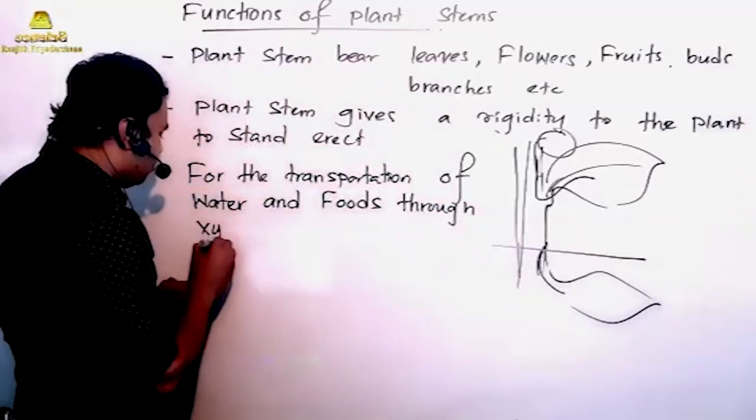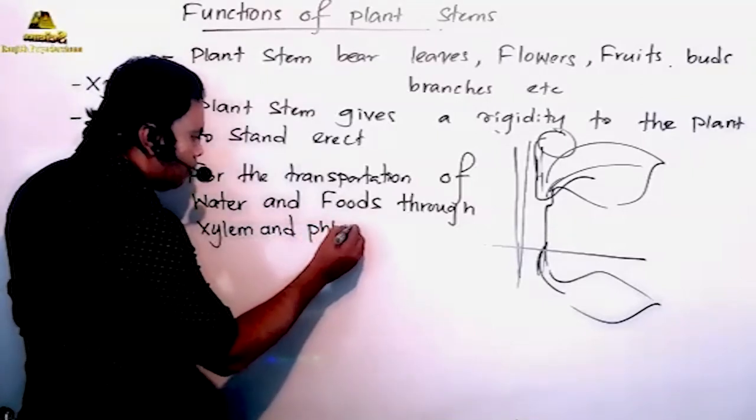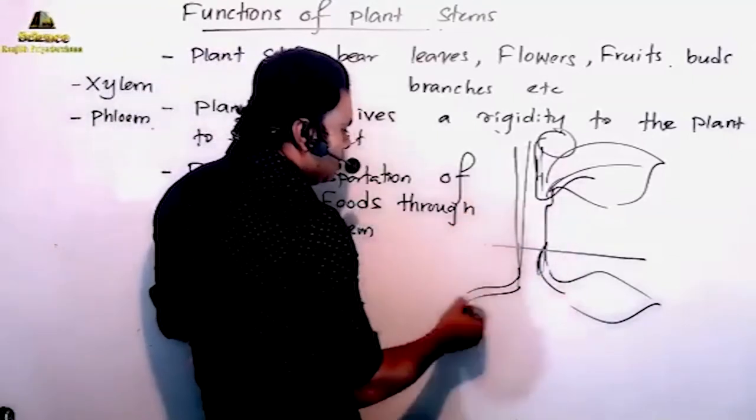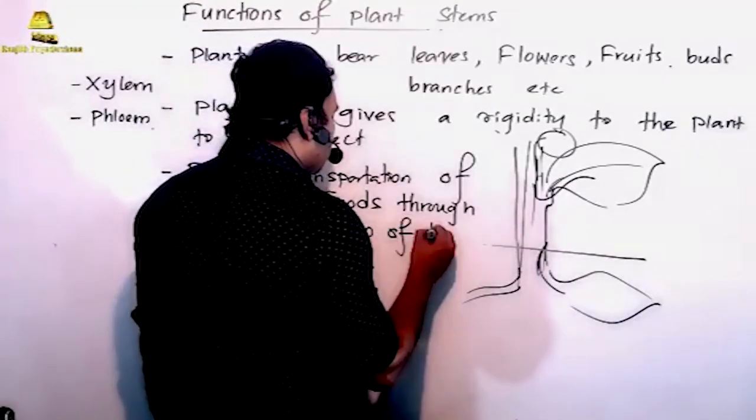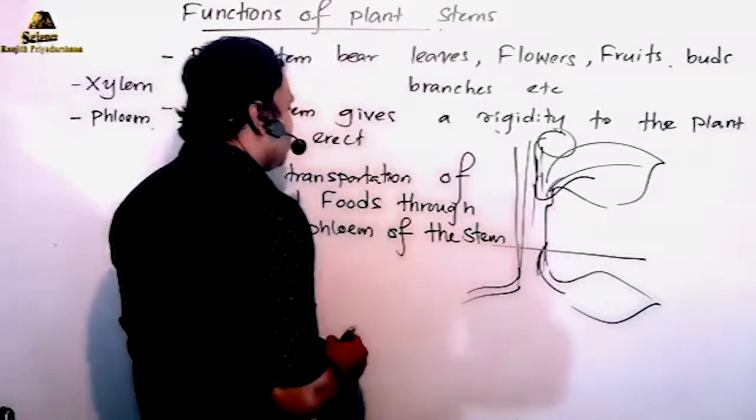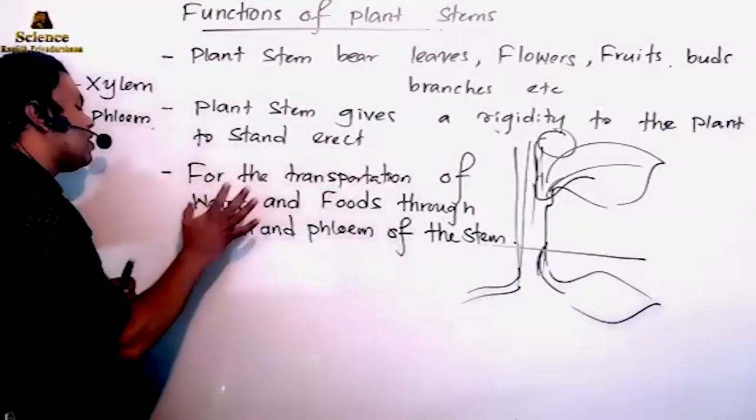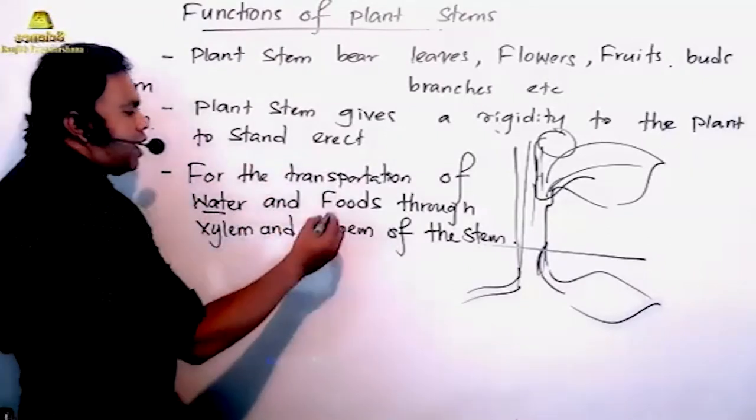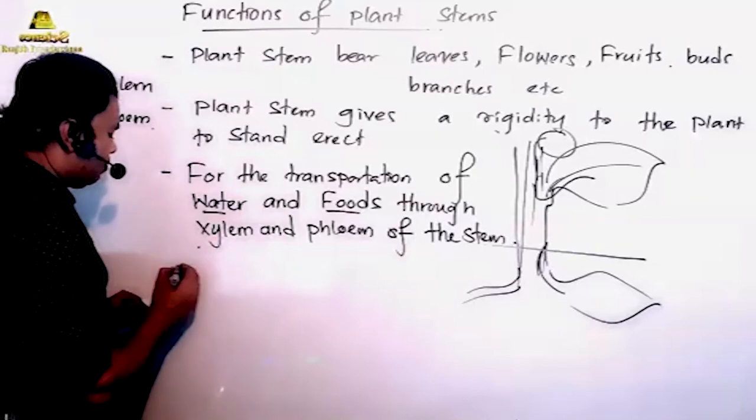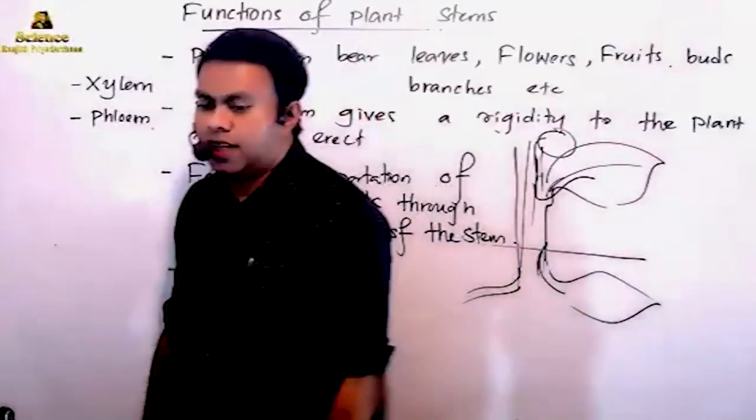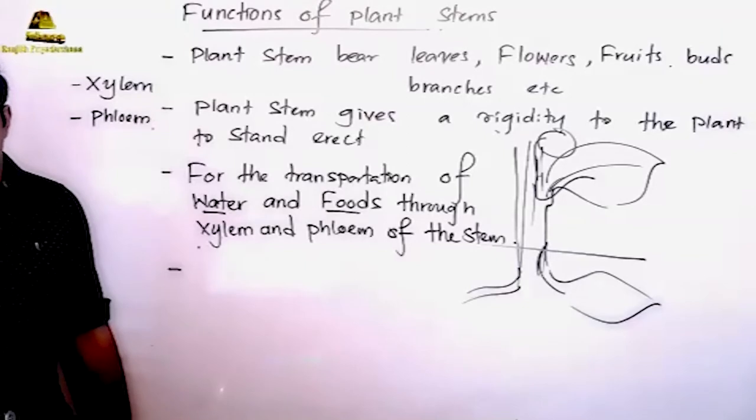Through xylem and phloem of the stem. Xylem and phloem are present in the stem. It's a long function. Okay, read it once. For the transportation of what? Water and foods through xylem and phloem of the stem. Is that clear? Right. Okay.